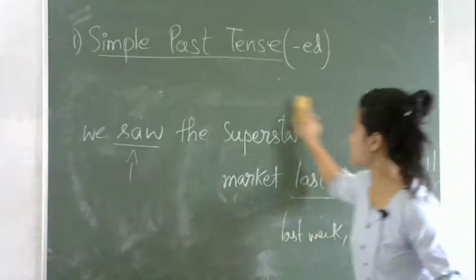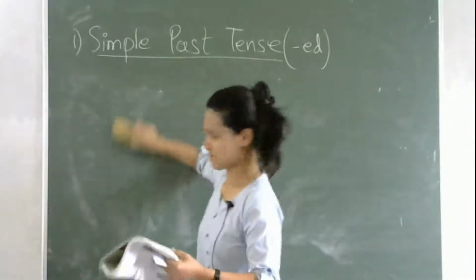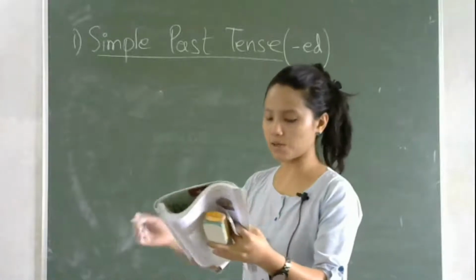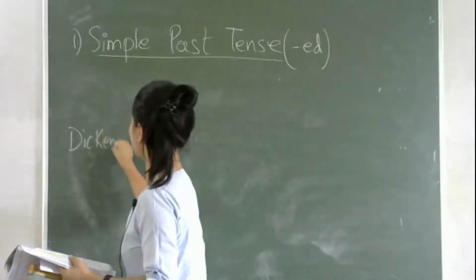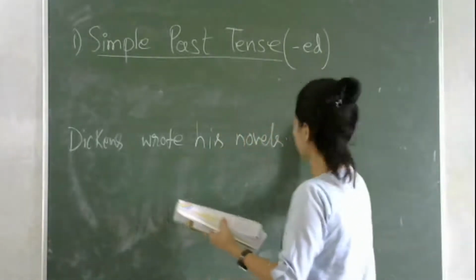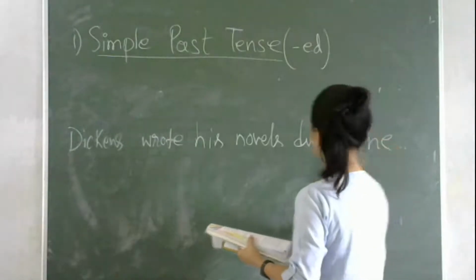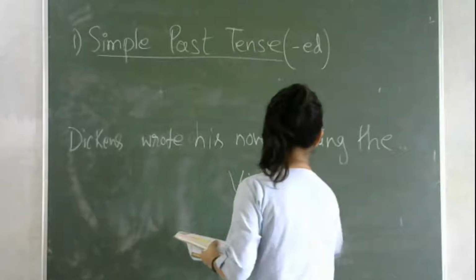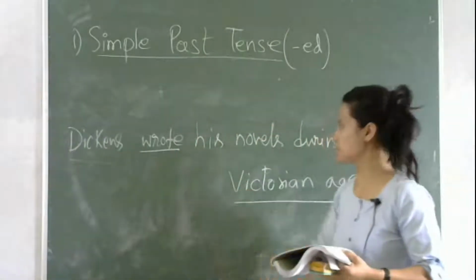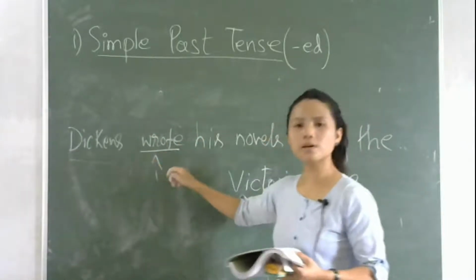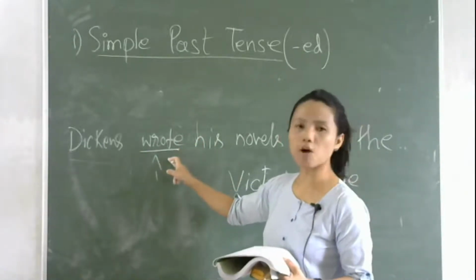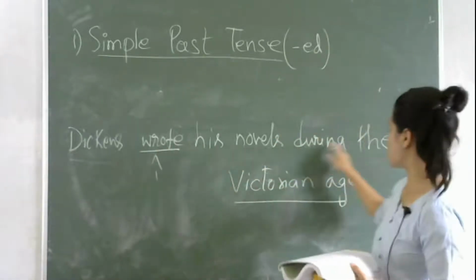Let us see the second use: an action that took place over a period of time in the past. Dickens wrote his novels during the Victorian age. Dickens is a person, an English writer. From the word itself, we know this is an irregular verb. It is not ending in ed. So the past form of the verb write is wrote. Dickens wrote his novels during the Victorian age.